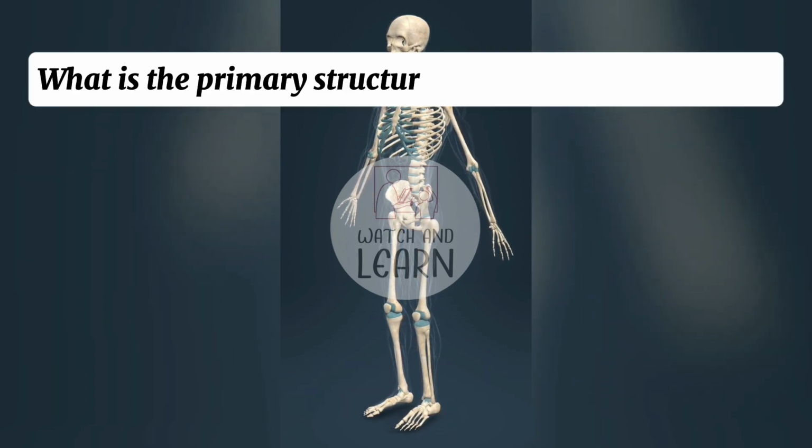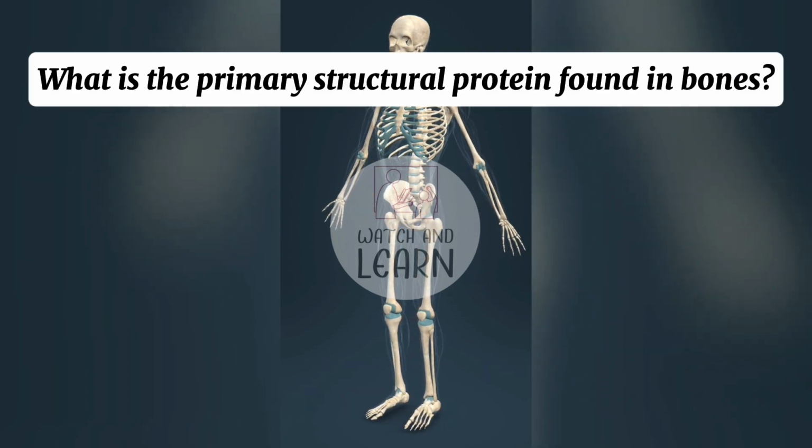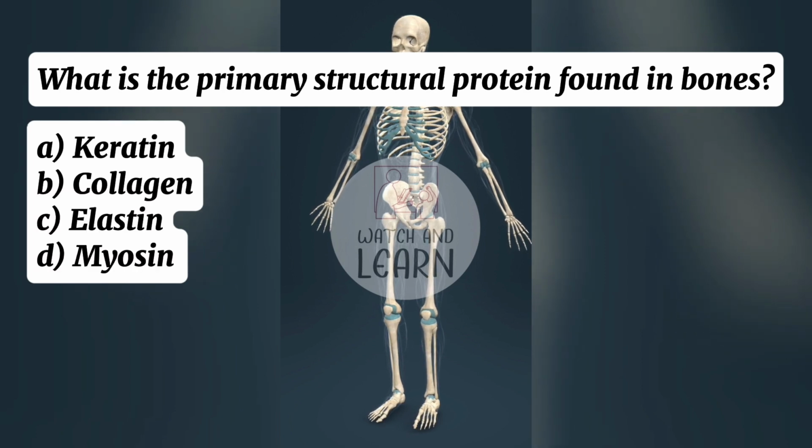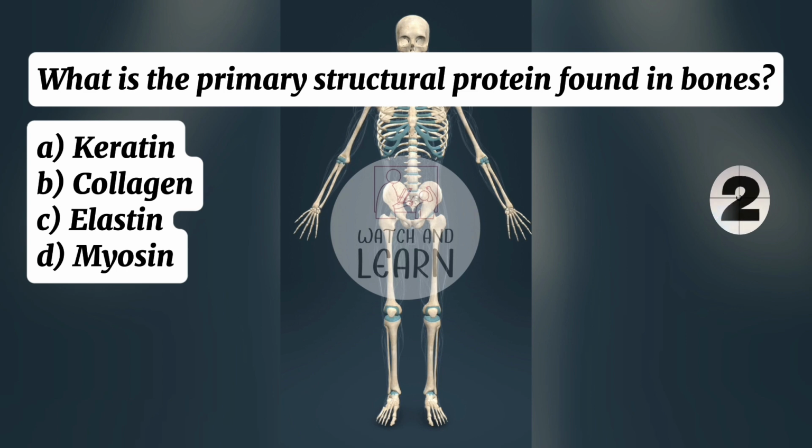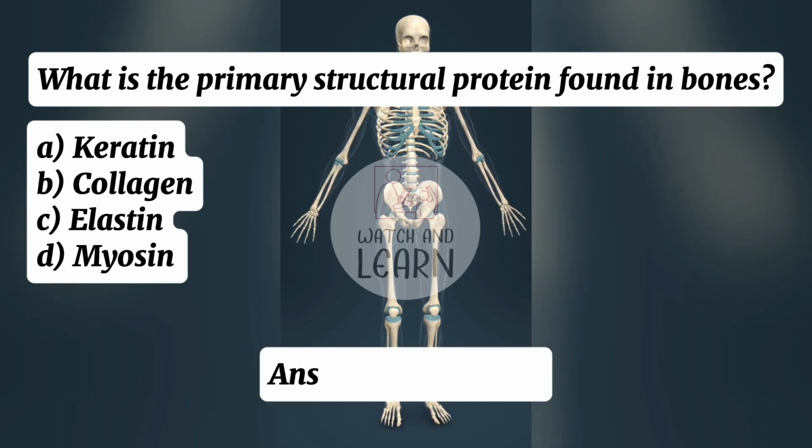What is the primary structural protein found in bones? These are the options. And the right answer is answer B, collagen.